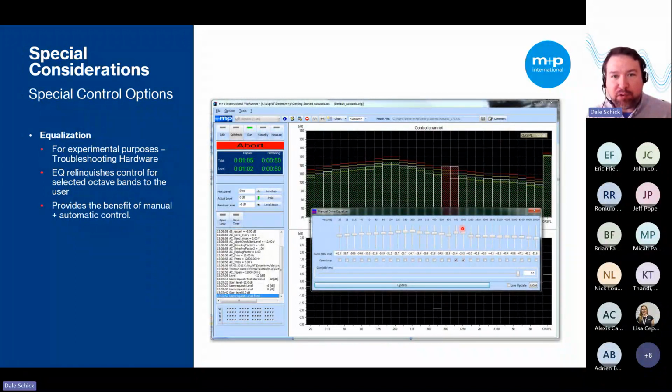We can then boost the frequencies just like you could on your car stereo EQ. And again, this is not typically used for launch qualification testing. It's just a special thing you can do.